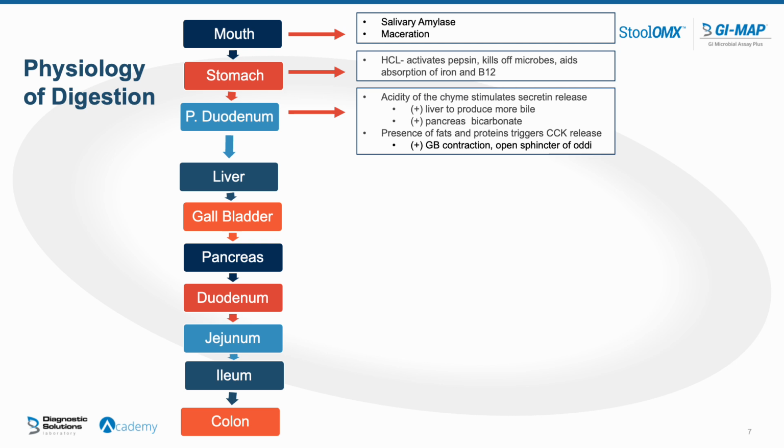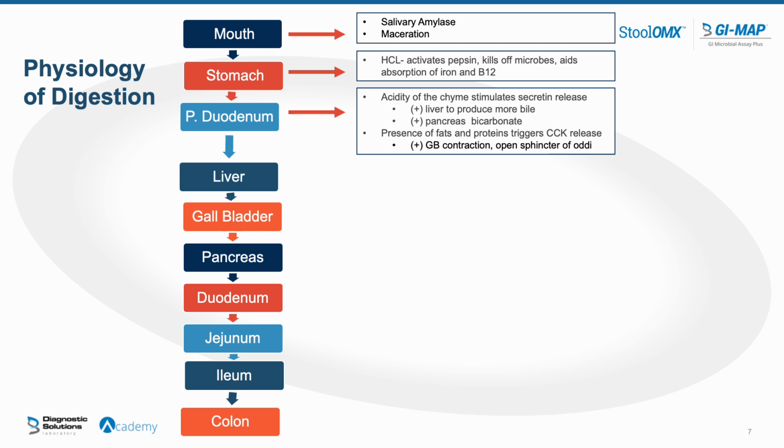First, the acidity of the chyme stimulates a release of secretin. This hormone signals the liver to produce more bile and also prompts the pancreas to release bicarbonate. This bicarbonate will neutralize stomach acid to create a favorable environment for digestive enzymes to work in.